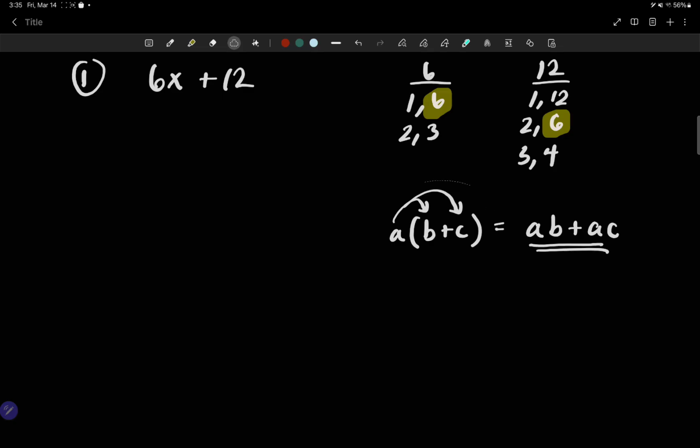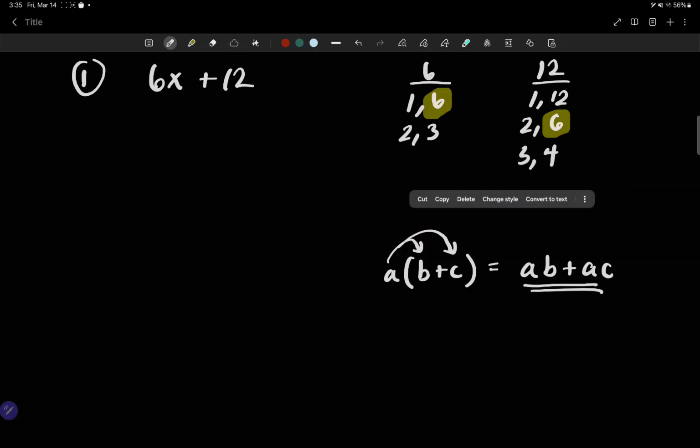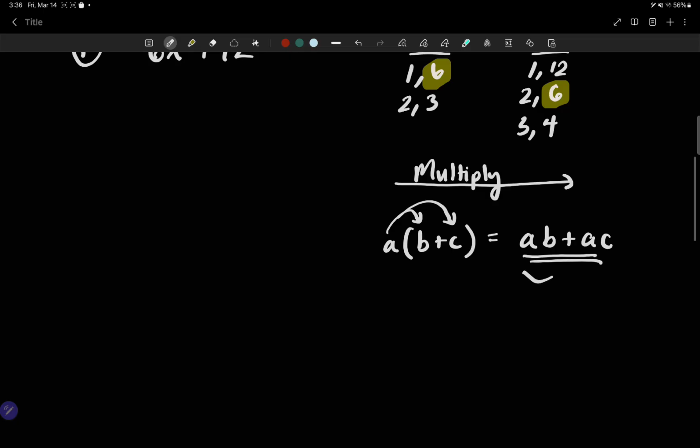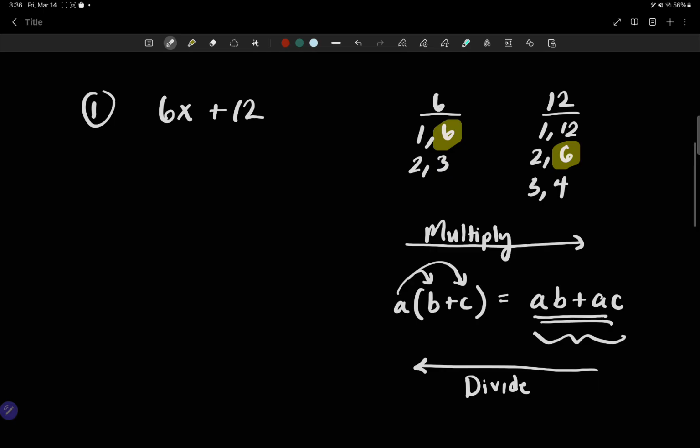So let me move this down a little bit. Now, going from left to right, we multiplied. Now, what if I'm starting with the right-hand side and I want to go back to what I have on the left-hand side? Well, I can use the inverse operation by dividing. So once we identify that greatest common factor, you're just going to divide both terms by that GCF.